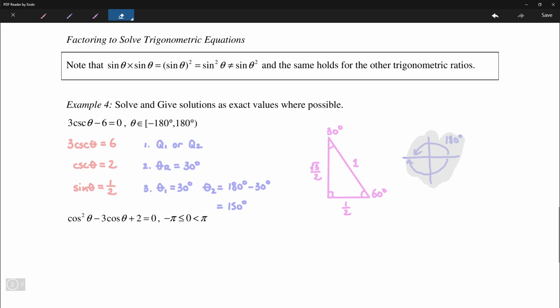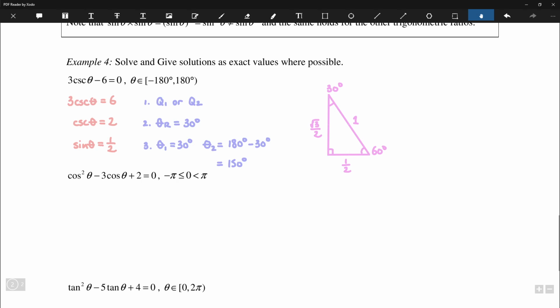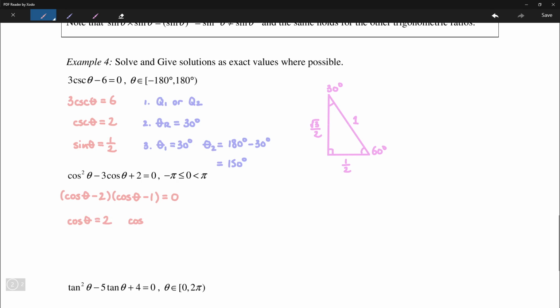Okay, so let's move on to the questions with the quadratic components. Once again, here we can just factor. So we have cosine squared theta minus 3 cosine theta plus 2 is equal to 0. So we can treat it like a quadratic equation. We have cosine theta minus 2 times cosine theta minus 1 is equal to 0. That, of course, means either cosine theta is equal to 2 or cosine theta is equal to 1.